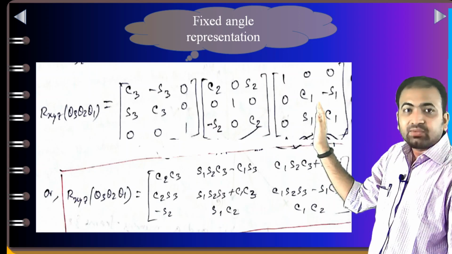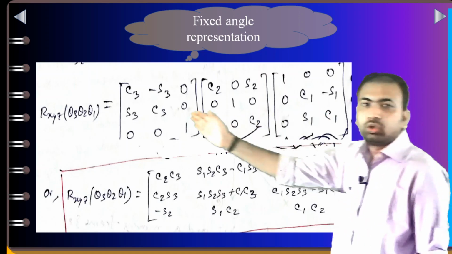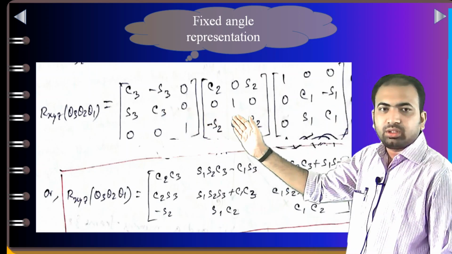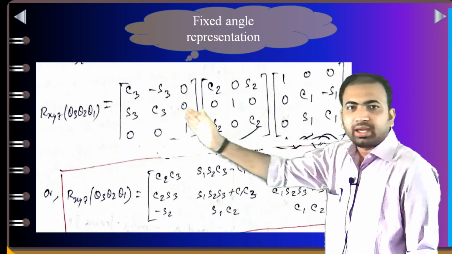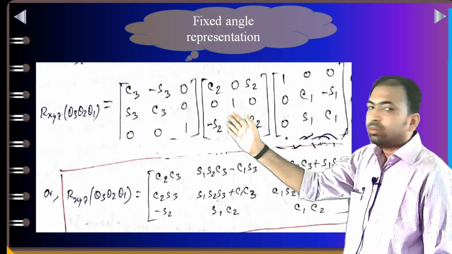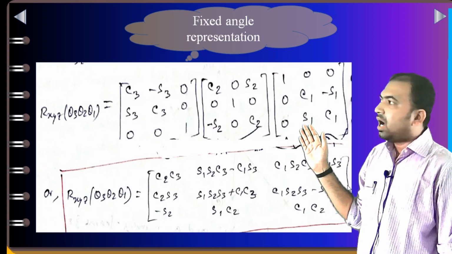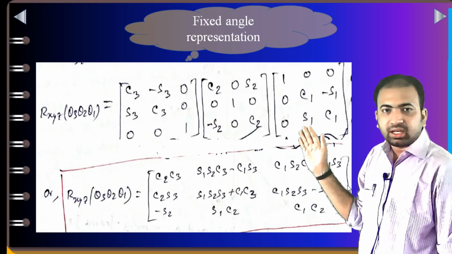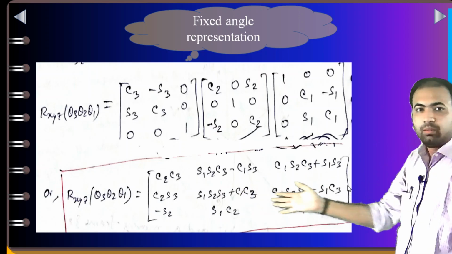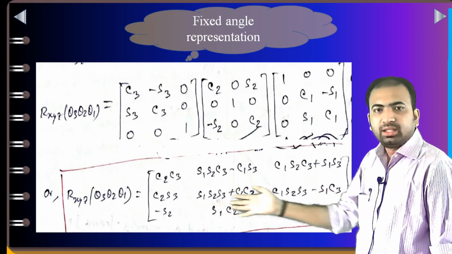So in this case, first of all, what we need to do? We need to multiply this matrix with this one. Once we get the product of it, that has to be multiplied with this one. Clear? Now after doing all the multiplication, finally you will get this form. Finally we will be getting this result.